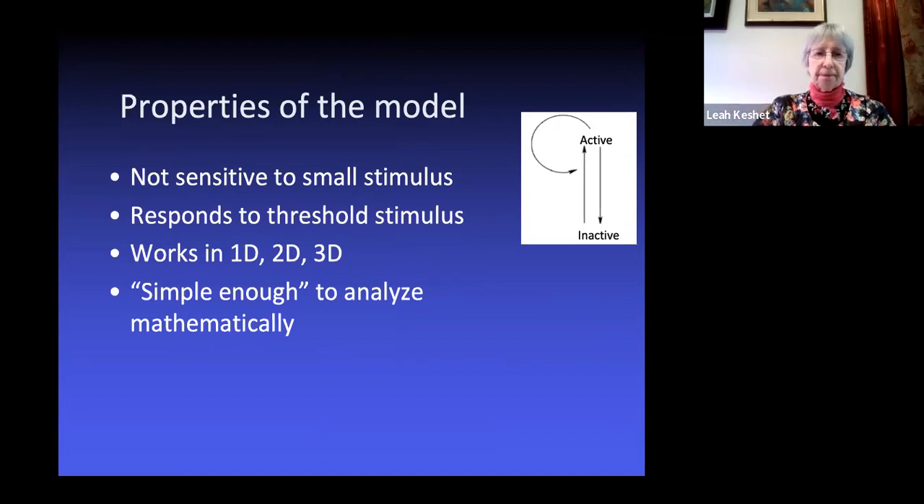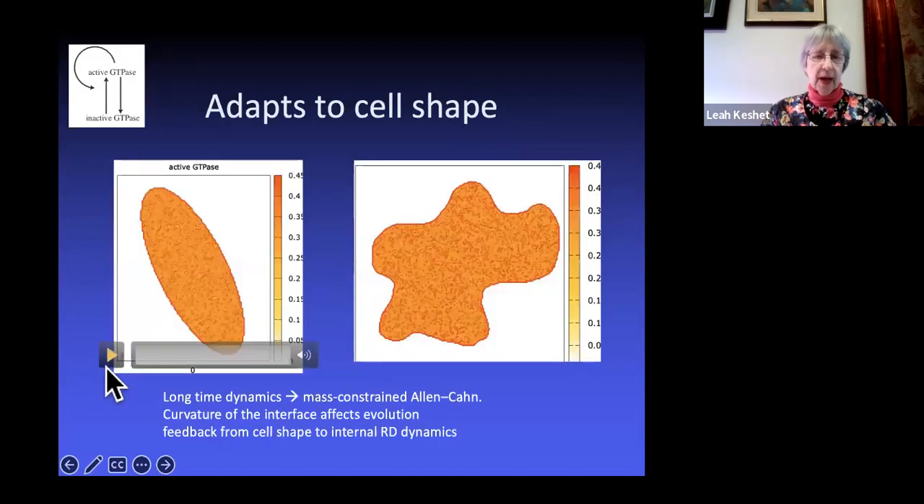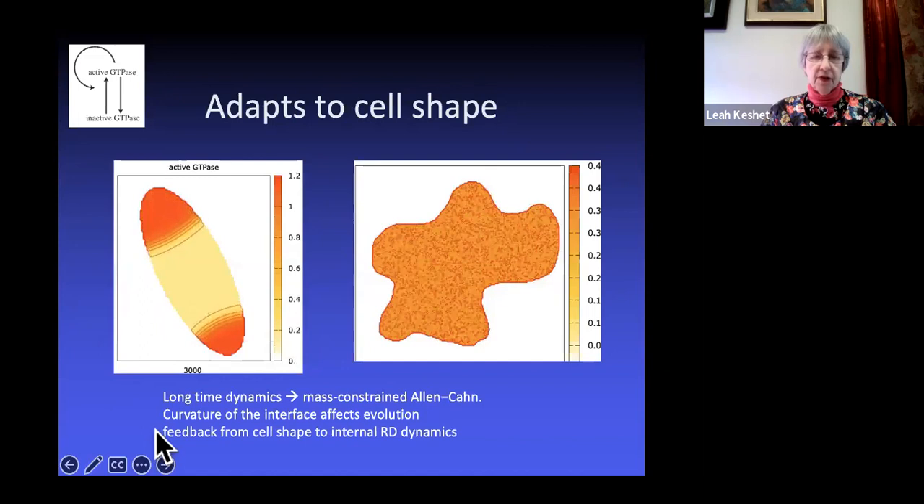Now I can mention that because it's analyzable and it's easy enough to understand and to simulate, you can get a lot of insight into how it behaves. So it's not sensitive to noise. The stimulus has to be large enough in order for it to go into a polar pattern. The same idea works in 1 dimension, 2 or 3 dimensions, and I already said that it's simple to analyze. It has other kind of interesting features.